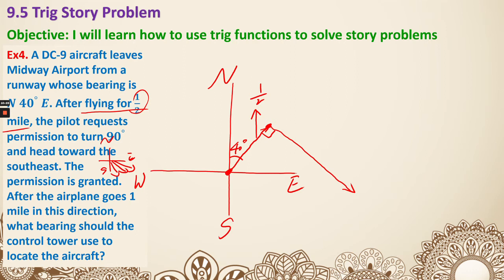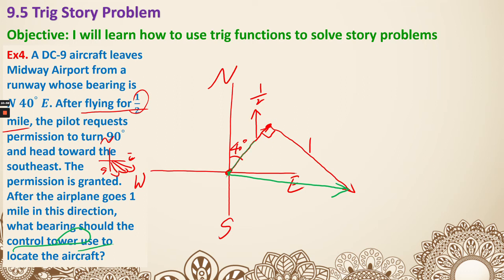And this time, after the airplane goes 1 mile in that direction, what bearing should the control tower use to locate it? So here's something important. This is saying what the control tower should use to locate the aircraft. It's not the aircraft that's trying to find the control tower. So here's the actual relationship we're going to represent. It's a line towards the outside because that is how we start with a control tower. As for the bearing, of course, we're going to find some angles.